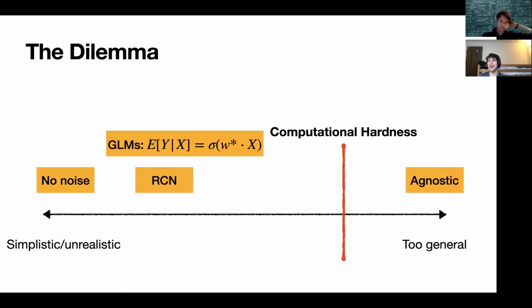But they still have some limitations, like your noise level can only depend on x in a very particular way, which is also related to the expectation of y given x. So this talk is mostly about this model called Massart noise, which I will define in the next slide. And it really sits on the boundary between computationally tractable and computationally intractable.